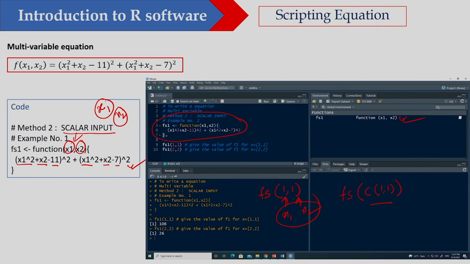I have also shown here, suppose I would like to calculate the value of this particular function for x1 equal to 1 and x2 equal to 1. So, I am getting 106, and for 2 2 I am getting 26.